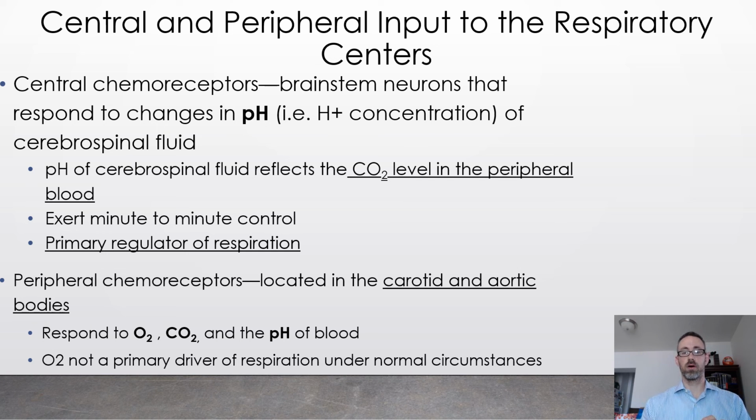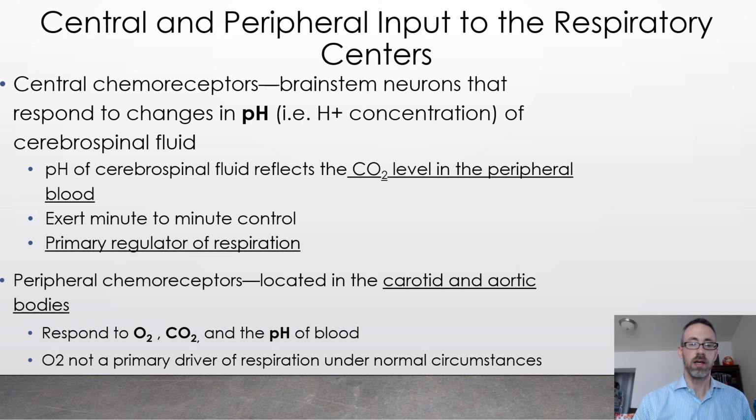All right, these are brainstem neurons that respond to changes in primarily the pH. So changes in that proton concentration. So as the proton concentration goes up, the pH goes down. And that actually signals an increase in the respiratory rate. So again, that increase in protons is going to increase our respiratory drive.